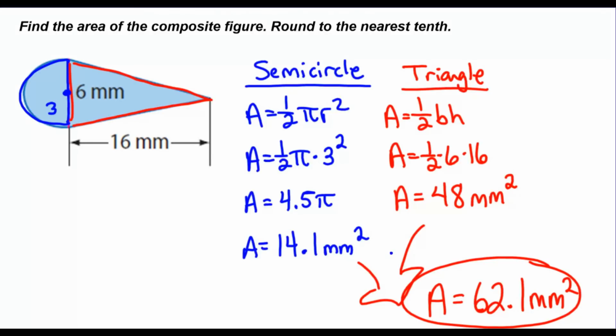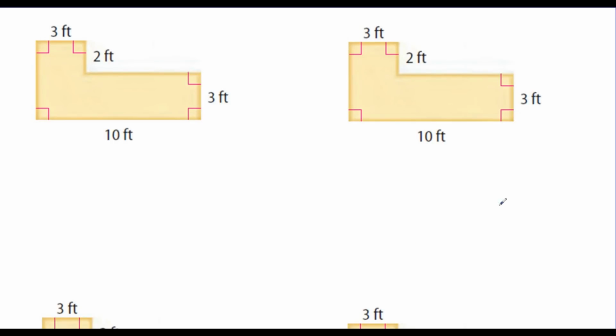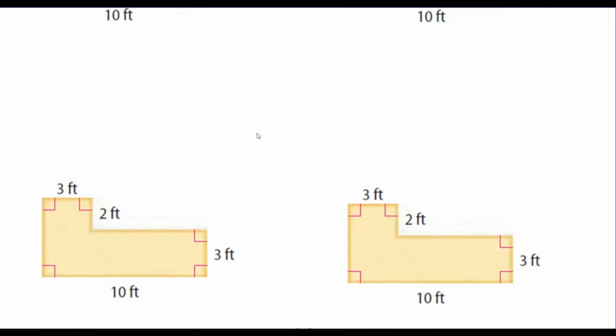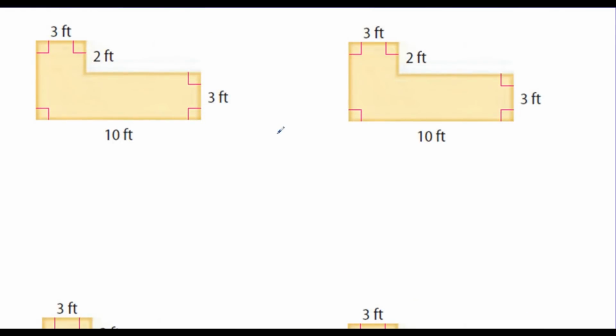Now those were two pretty straightforward composite shapes. So there's really only one way to cut them into those component shapes. But let's take a look at this figure right here. Now I have multiple copies of it because I want to show that there's actually many ways that we can find the area of this figure, and some of them are a lot easier than others.